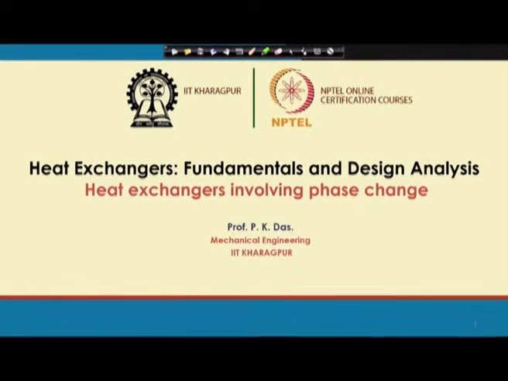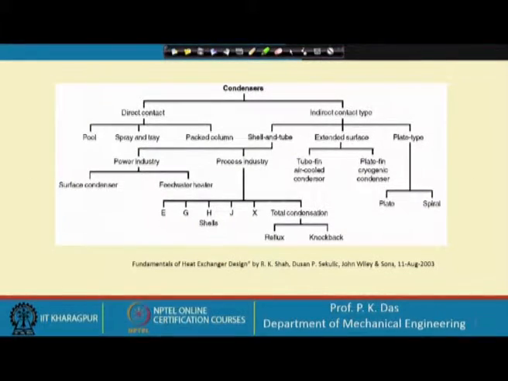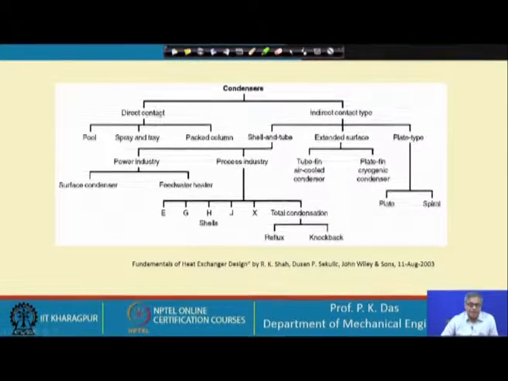So, let us first start with some sort of a classification of these phase change heat exchangers. So, first we see the condensers. So, the way the classification has been shown, there are two main classifications: direct contact condensation and indirect contact type. Again, let me tell you, in direct contact condensation, the coolant and the vapor, they will come in direct contact.